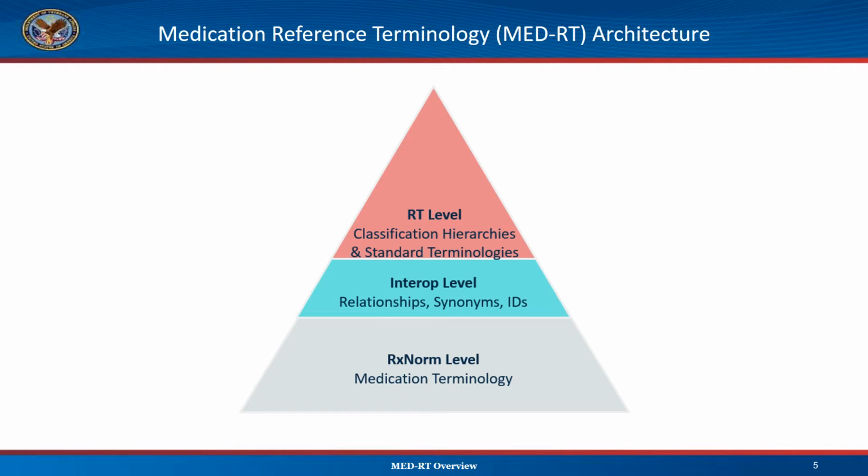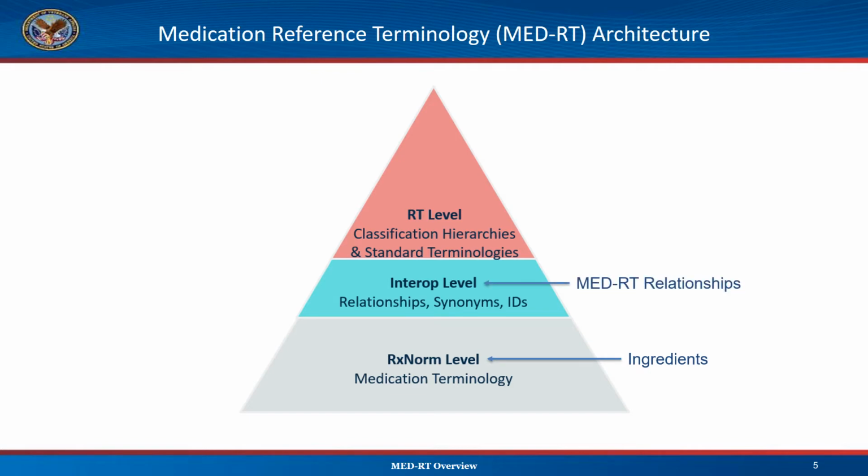Just like its predecessor, the Medication Reference Terminology, more commonly referred to as MedRT, is a reference terminology. A reference terminology is defined as a set of concepts and relationships that provide a common reference point for comparisons and aggregation of data. In this diagram, we see the 3 levels of the MedRT pyramid that make up the reference terminology. At the base of the pyramid, we have the drug ingredients, which are sourced from RxNorm.